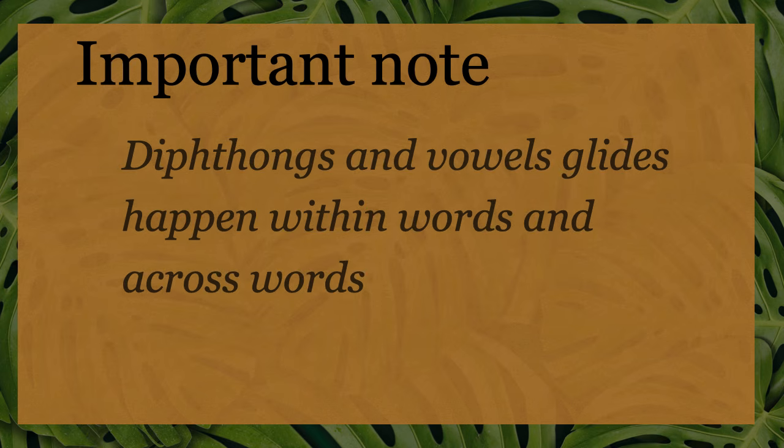And one thing to note, diphthongs and vowel glides happen within words and across words. So take this sentence for I go. Hele au. Do you hear the glide between the end of hele and au? It's not hele au with a break, because au does not have an okina.